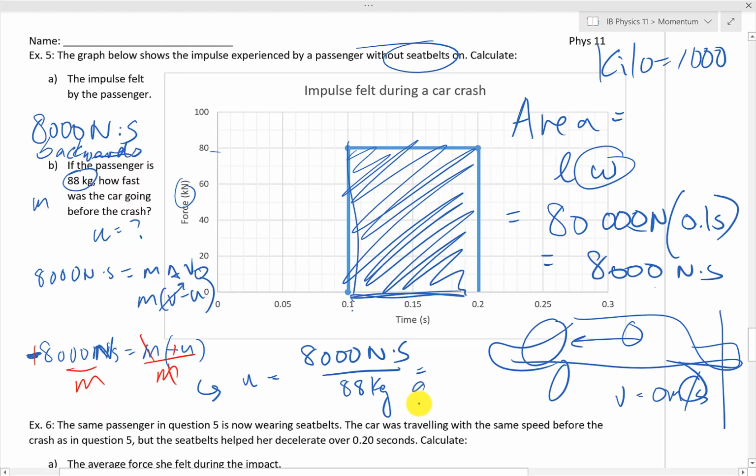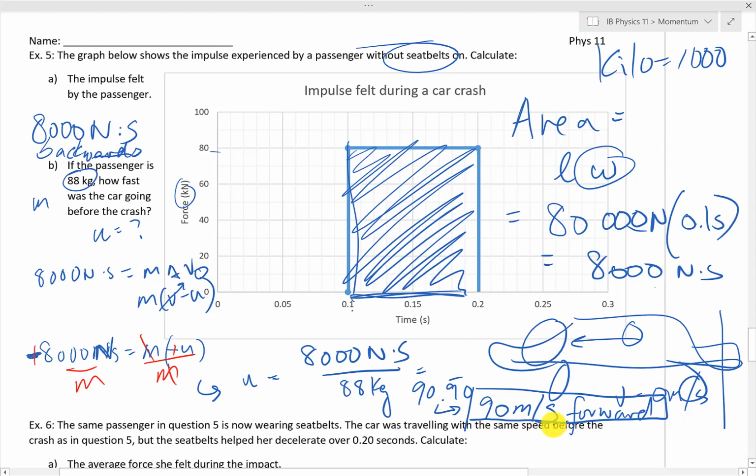90.90. So that's going to round to about 1 sig fig according to this graph. If 2 sig figs would be better, that's 91. But here we got 90 meters per second. And that was going forward. Ouch. I don't think I modeled this question properly.